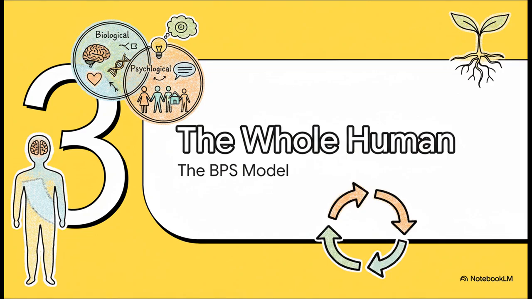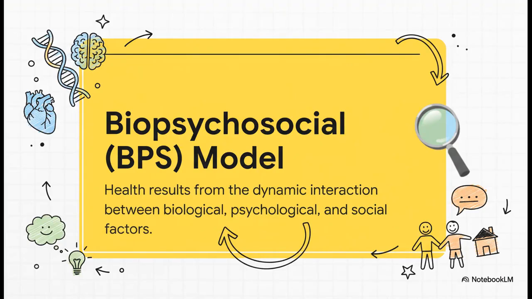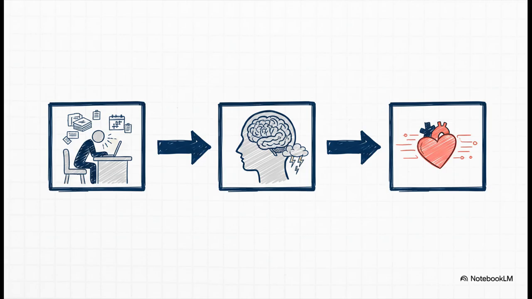And into that gap stepped a much bigger, much more complete idea, the biopsychosocial model. This was proposed back in 1977 by a guy named George Engel. And the core idea of the BPS model is that you just can't understand health by only looking at biology. Nope. Health and illness are the result of a constant, dynamic interaction between our biology, our psychology, and our social world. And the really important word there is interaction.